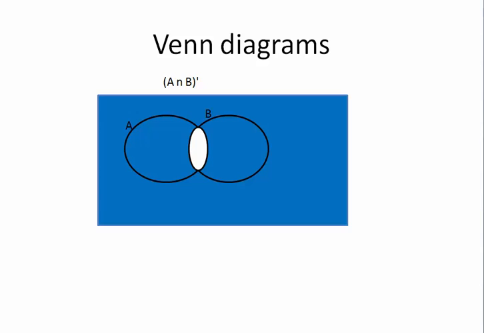Not in A intersecting with B. So this is the area A intersecting B, so all the area outside of that is not A intersecting with B.